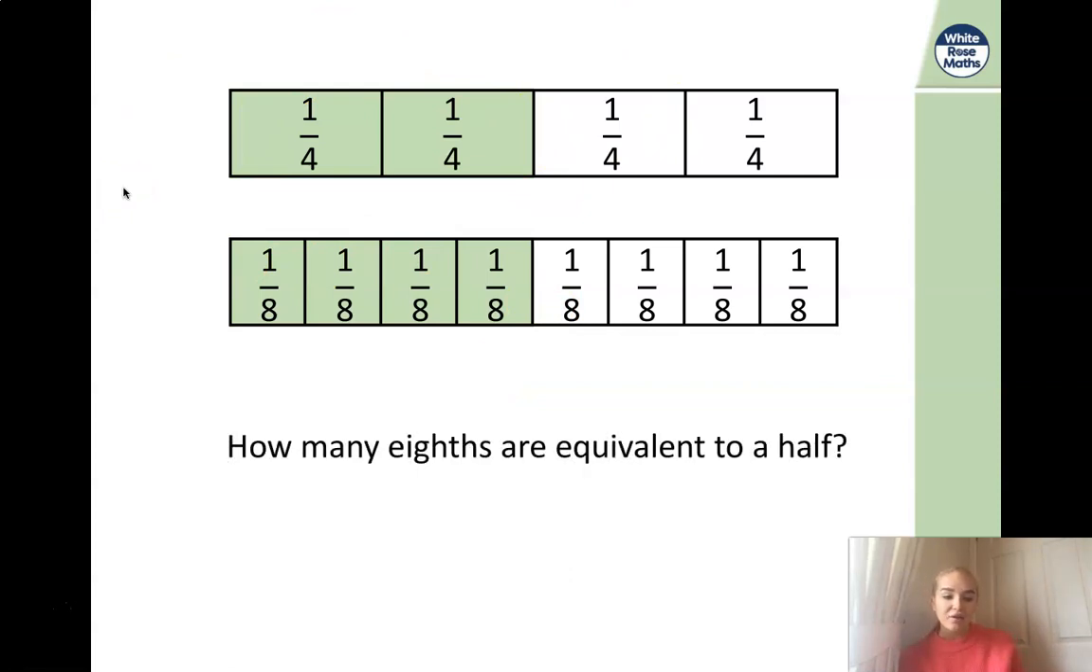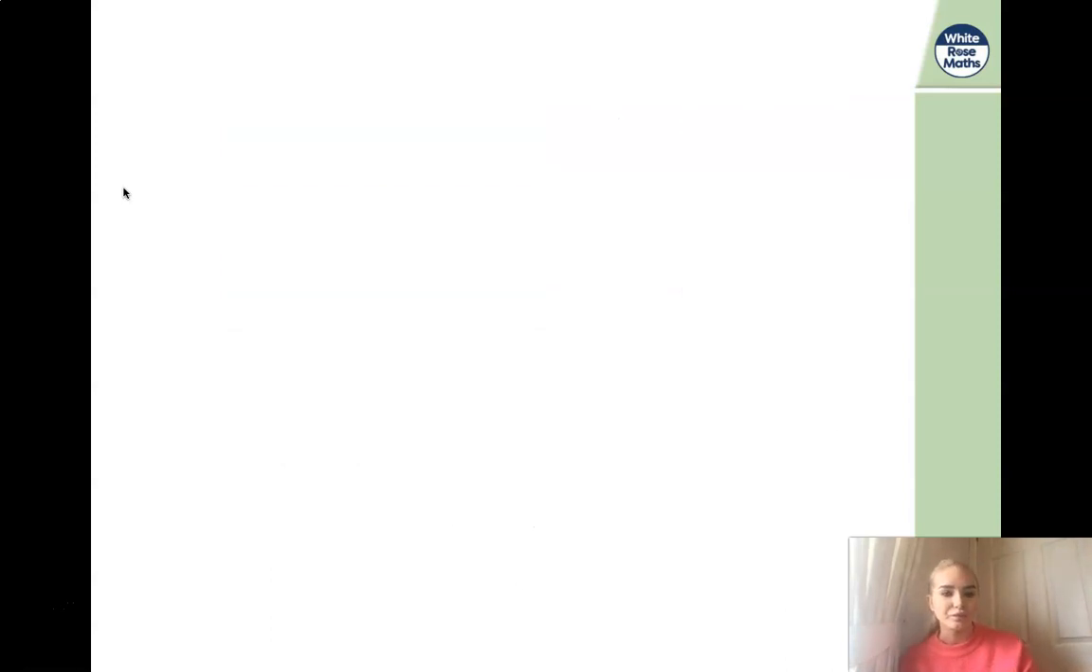So how many eighths are equivalent to a half? How many are shaded in? 4/8 are equivalent to a half. So 2 quarters are equivalent to 1/2, which is also equivalent to 4/8. And we found that through looking at the bar model.